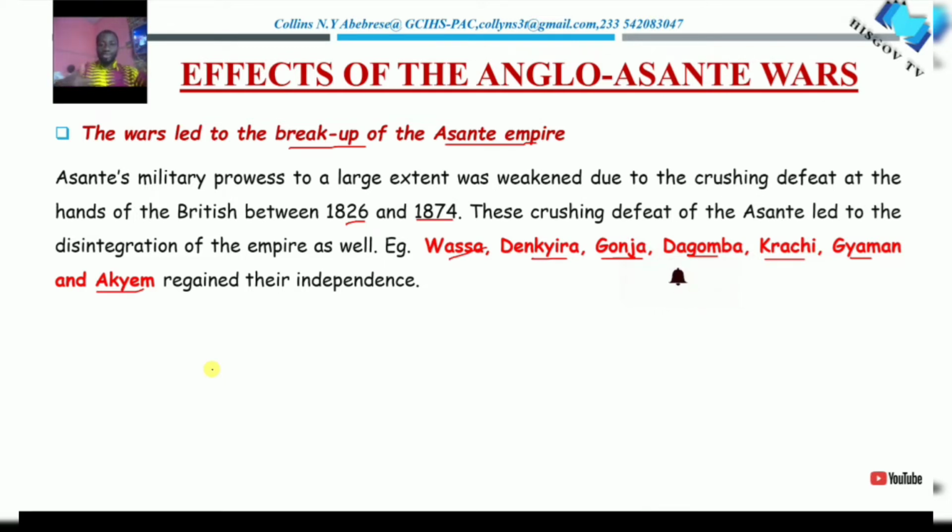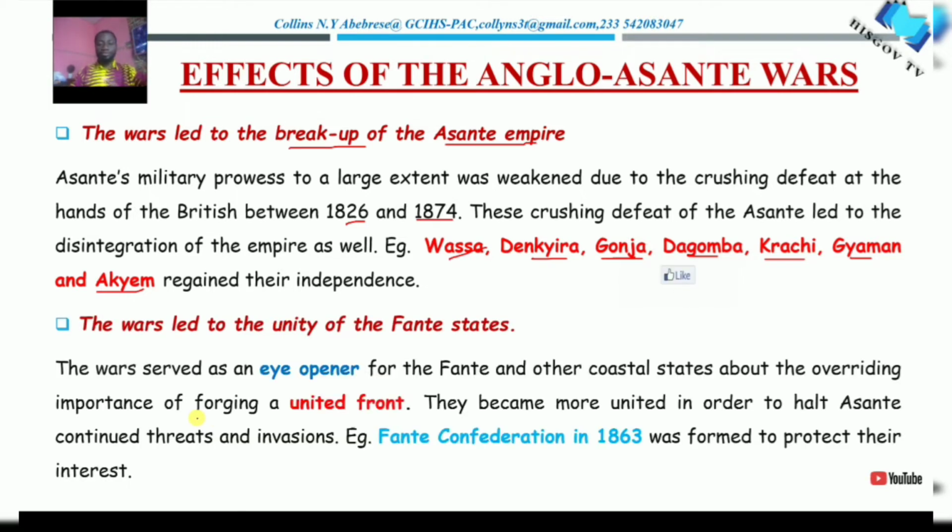Okay, and so because of the treaties that were signed, these wars led to a breakup of the Ashanti Empire. And so today, when you say Ashanti Empire, people will question that empire, because today we can hardly say it's an empire. It's a small town, small state. Good. So let's look at the next one.